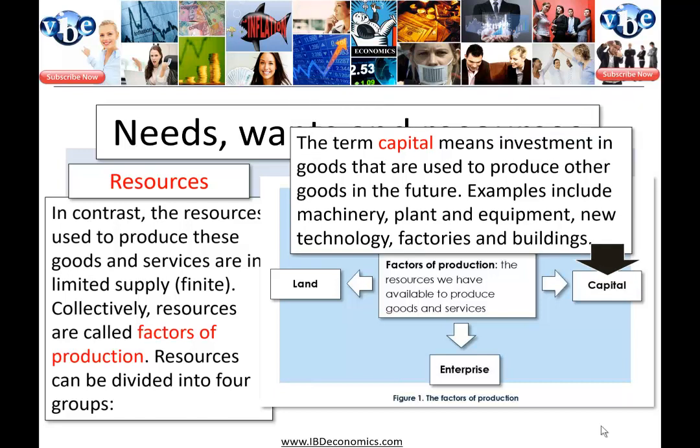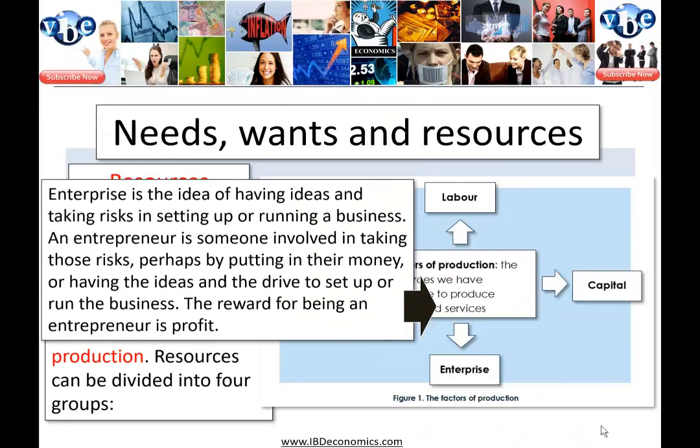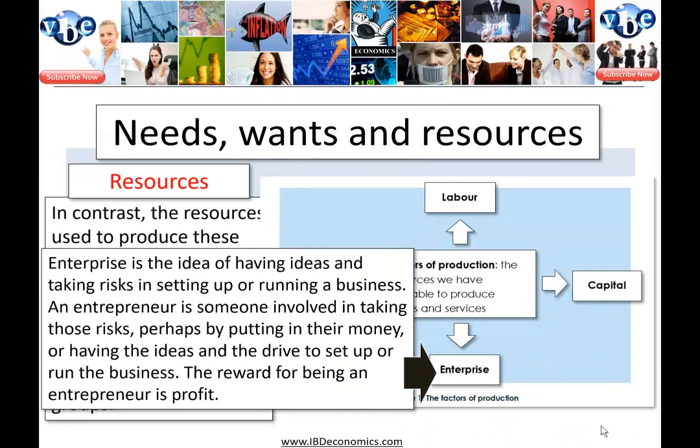Capital in economics means investment goods that are used to produce other goods in the future. Examples here include the plant, the machinery and equipment that businesses use, technology implemented, new technology developed, factories and buildings. Capital goods are used to create other goods and services.